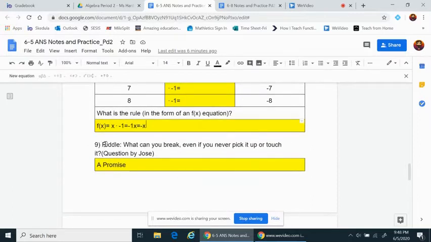I also wanted to go over the riddle question, thanks to Jose. What can you break even if you never pick it up or touch it? And his answer was a promise.